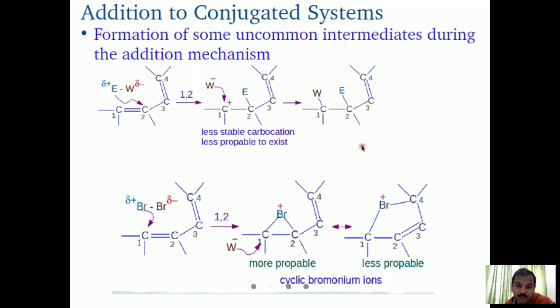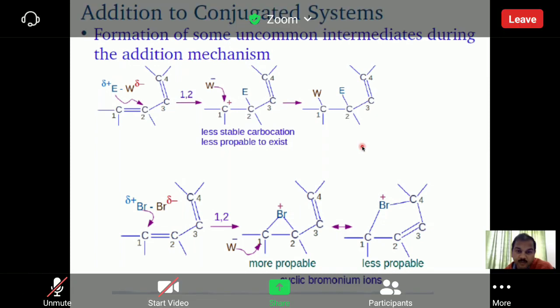Another example: bromine. If bromine reacts, the bromine electrophile will attack here, forming a cyclic transition state. It is more or less probable to make a cyclic transition state like this, because this is far away from this bromine, so it is difficult to make a bond there.